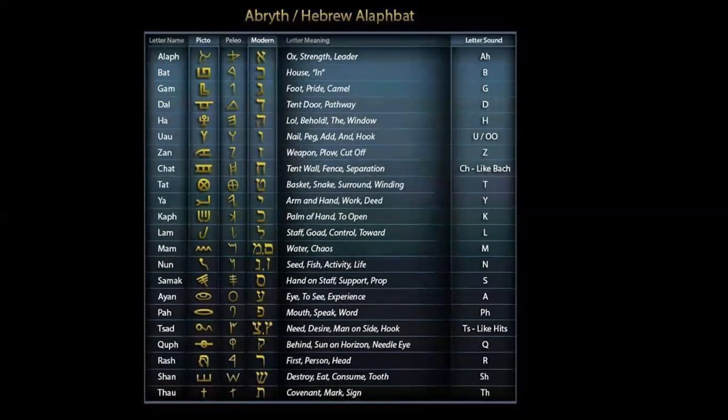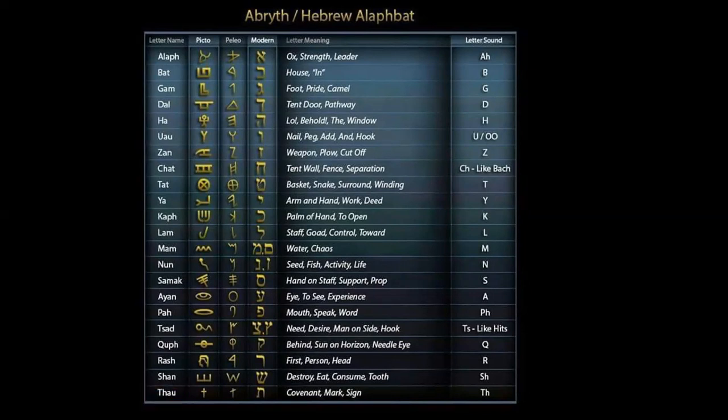Aleph, Bat, Gam, Dal, Ha, U, Zan, Chat. In some contexts, you'll see Hat, Tat, Ya, Kaf, Lam. In some contexts, you'll see Lamad. Similar to the Gam, you'll see Gamal or Dalat. Mam, Nun, Samak, Ayan, Pa, Tsad, Kuf, Rash, Shan, and Thou.